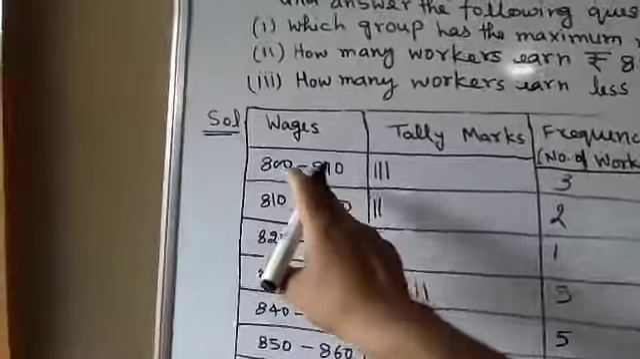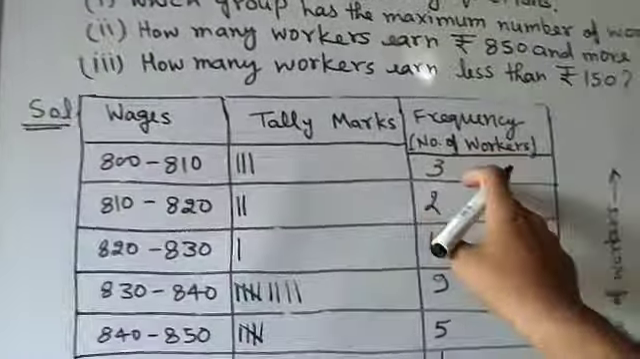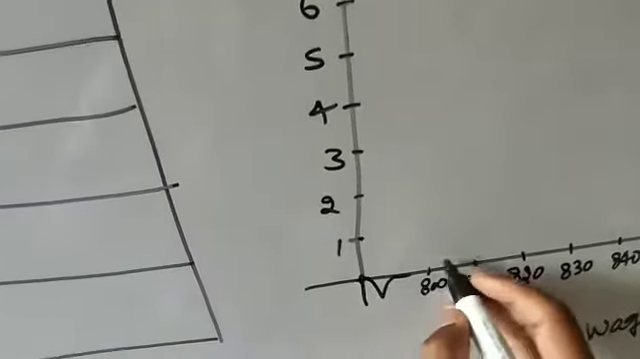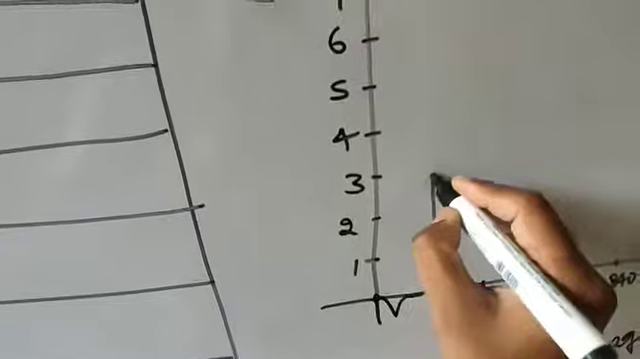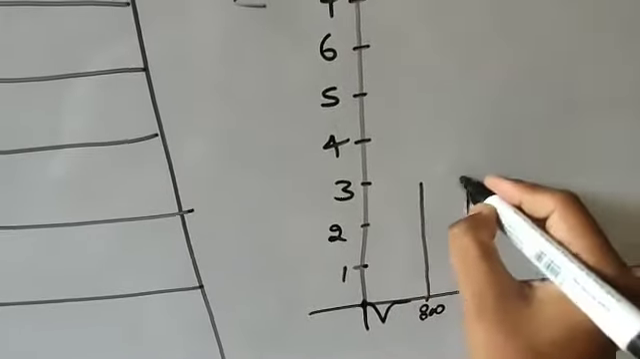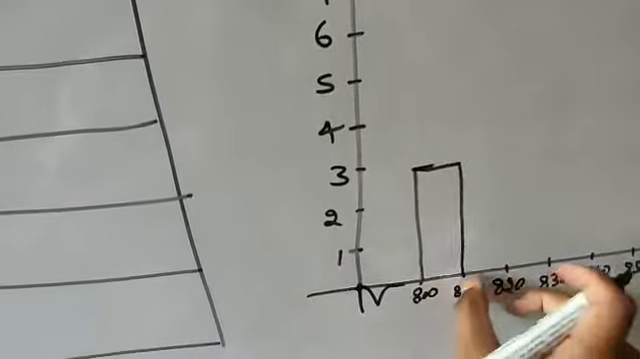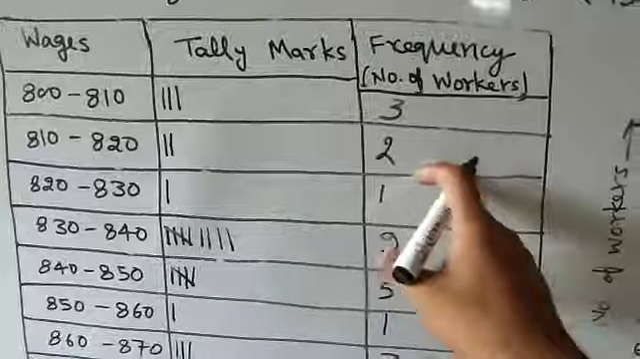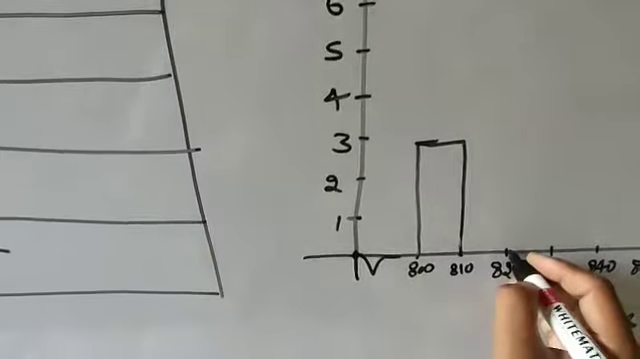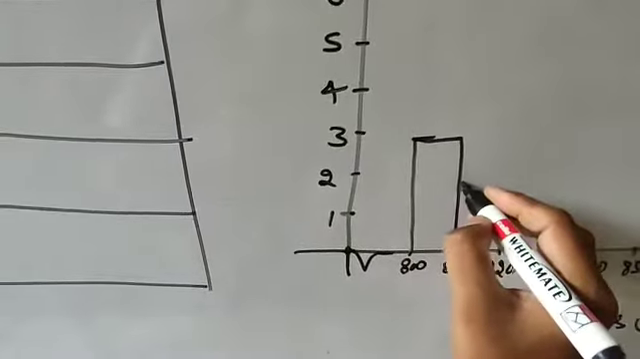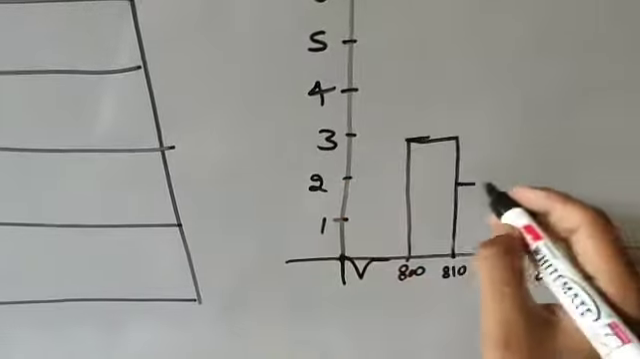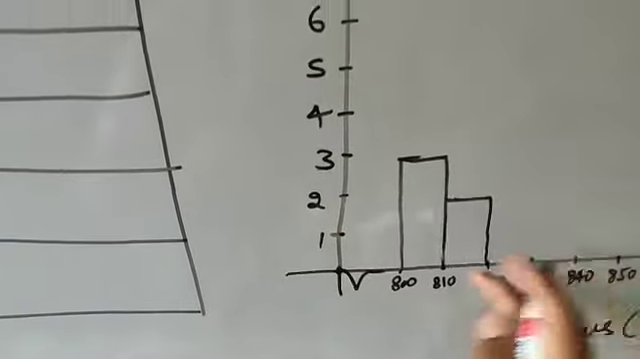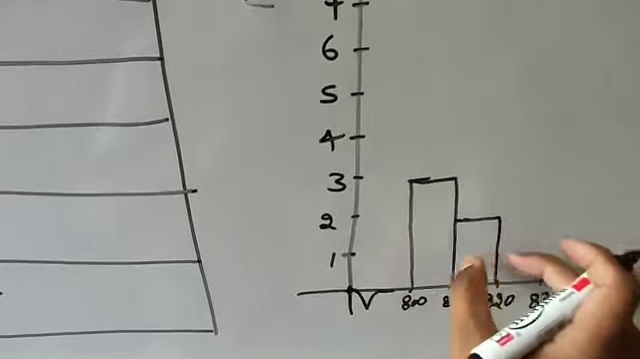Now the first one, 800 to 810, what is the value? It is 3. So you will make the bar for 800 to 810 with the value 3. Now 810 to 820, the value is 2. So just in front of the 2, 810 to 820, it is 2.